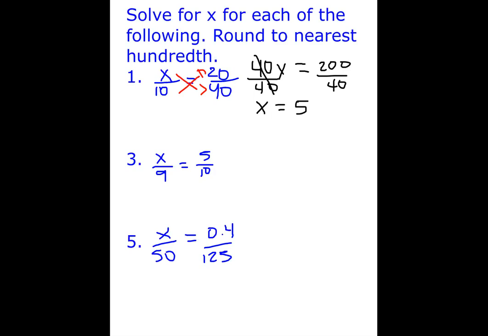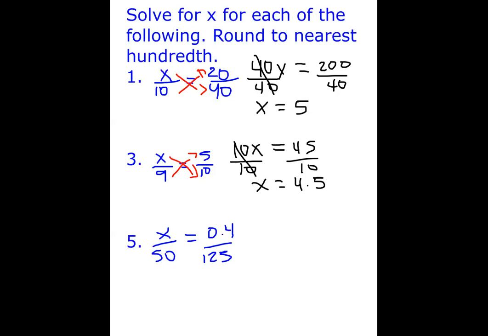Okay. Next problem, number 3. X over 9 is equal to 5 over 10. So the same thing, we're going to cross multiply. So x times 10 is equal to 10x. And 9 times 5 is equal to 45. Divide both sides by 10, so we can leave x by itself. So x is equal to 4.5.